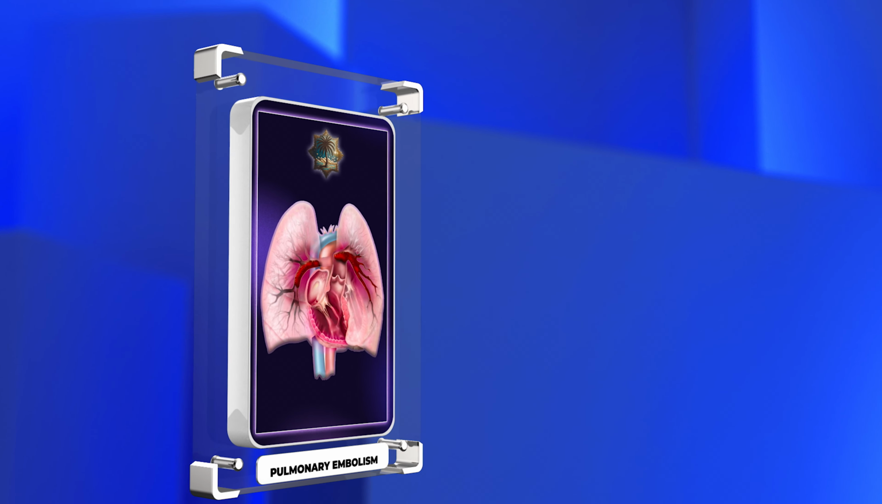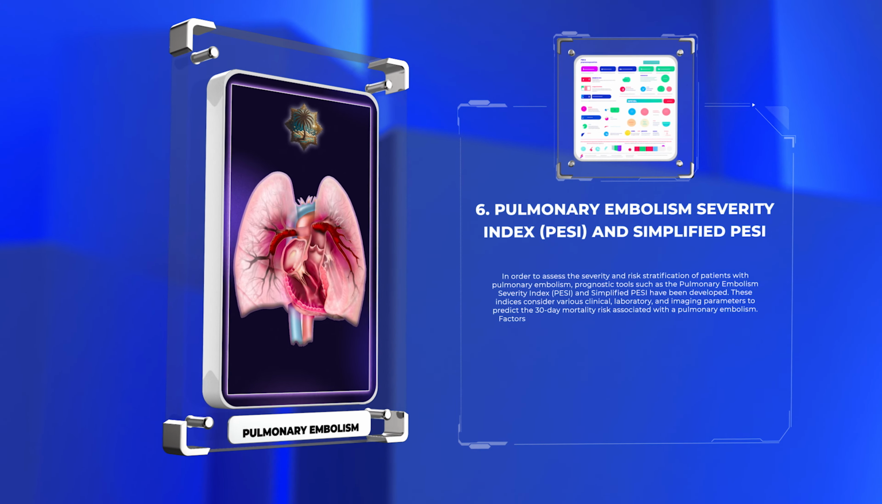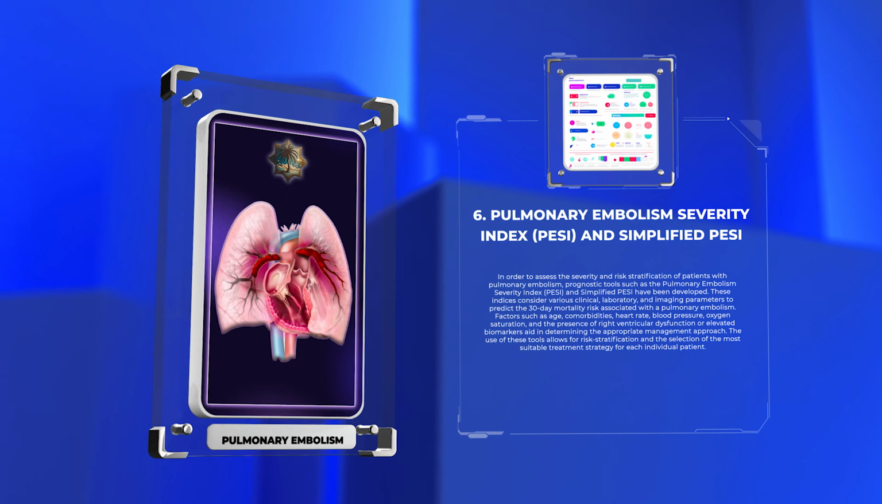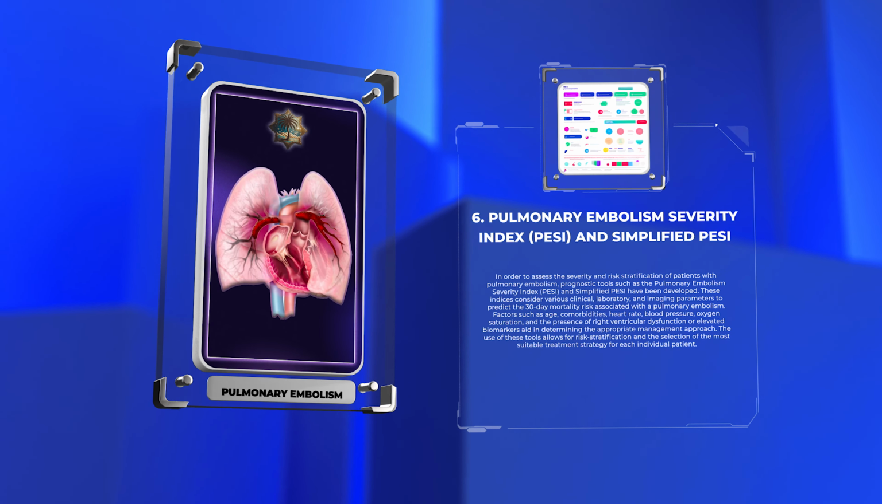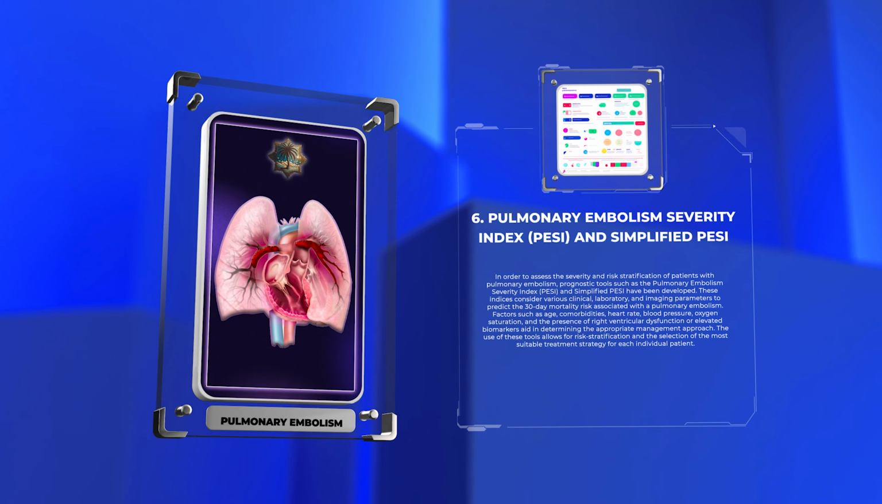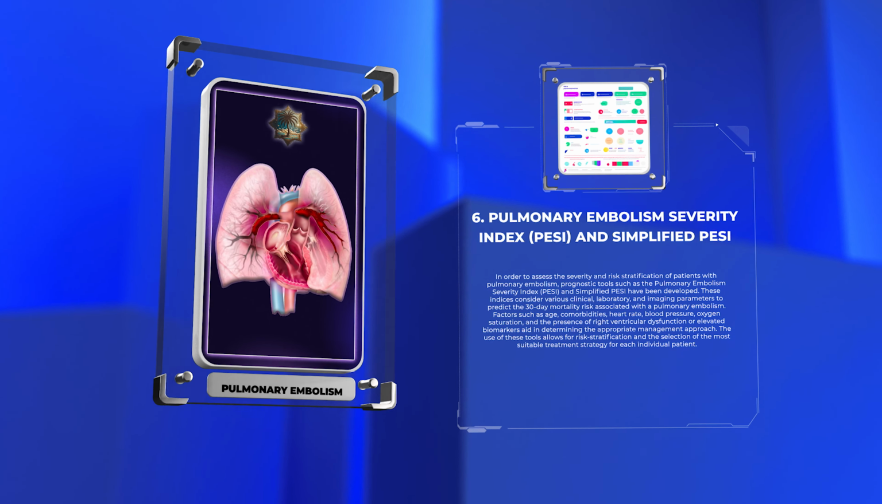In order to assess the severity and risk stratification of patients with pulmonary embolism, prognostic tools such as the Pulmonary Embolism Severity Index, PESI, and simplified PESI have been developed. These indices consider various clinical, laboratory, and imaging parameters to predict the 30-day mortality risk associated with a pulmonary embolism. Factors such as age, comorbidities, heart rate, blood pressure, oxygen saturation, and the presence of right ventricular dysfunction or elevated biomarkers aid in determining the appropriate management approach.